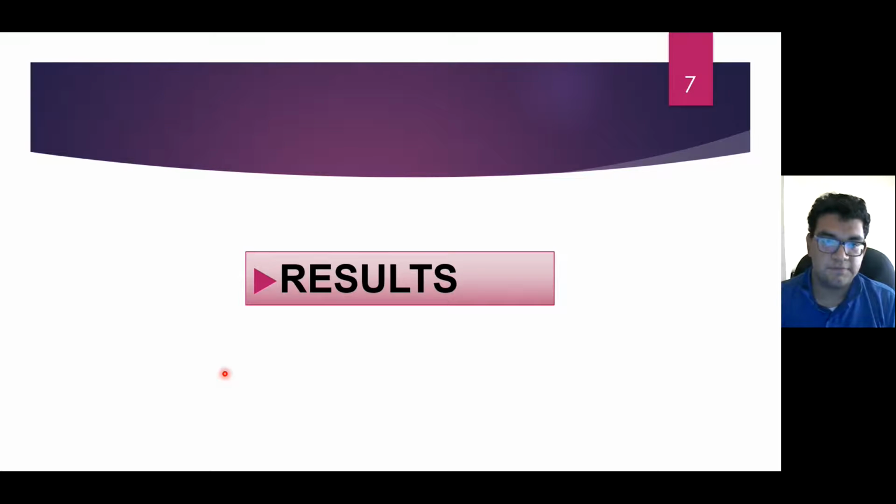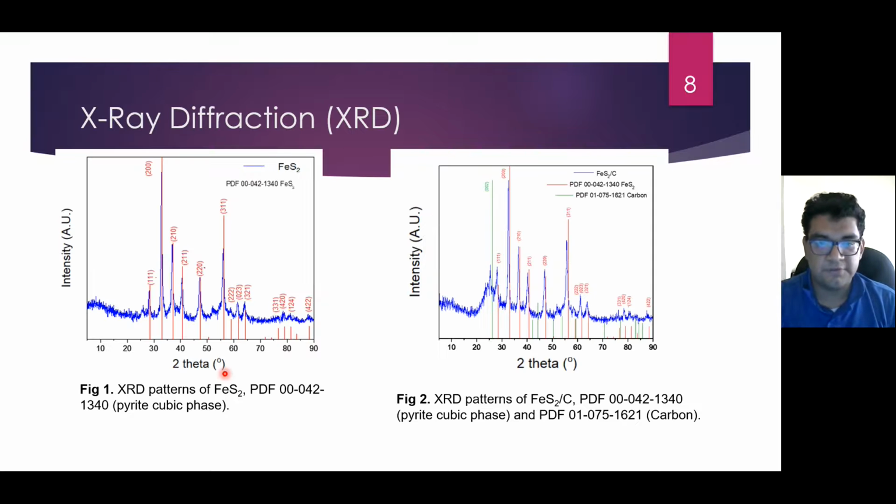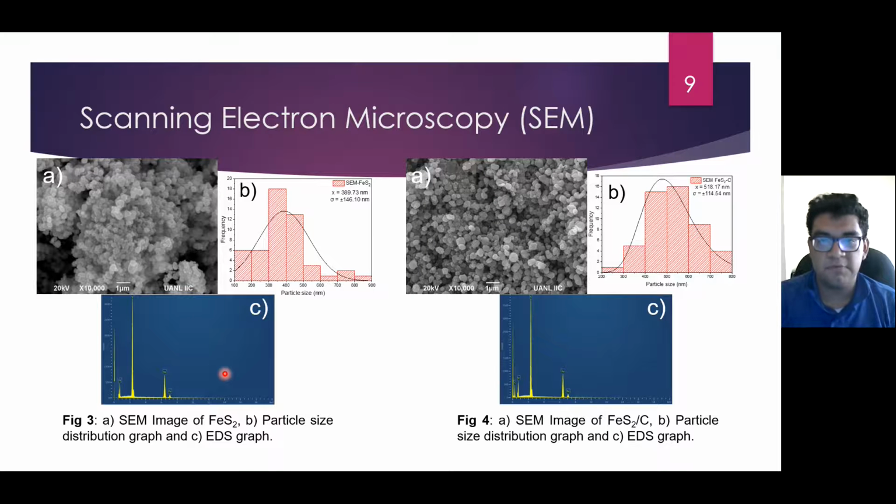In the results, X-ray diffraction in both cases, for the pyrite and the pyrite with carbon, the XRD patterns show very high purity and crystallinity. For the scanning electron microscopy, you can see a very uniform morphology in both cases, and with the EDS graph, you can see the respective elements found in both samples.